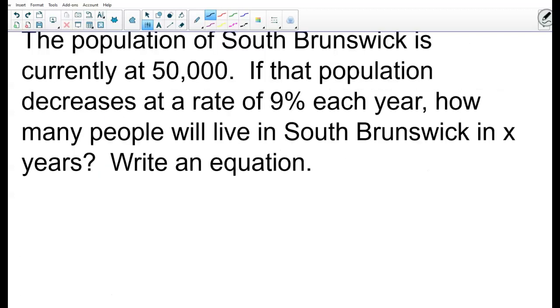So now to execute how to do this problem, we have a population in South Brunswick that's 50,000. And it's decreasing at a rate of 9% each year. How many people live in South Brunswick in X years? It's simply this. 50,000 times 0.91 raised to the X. And on the test, they're not going to actually ask you for the amount of years. They just want you to give the equation. That's it.